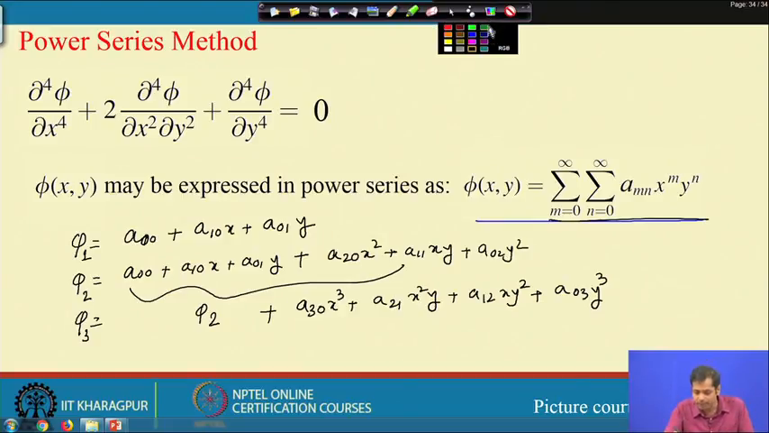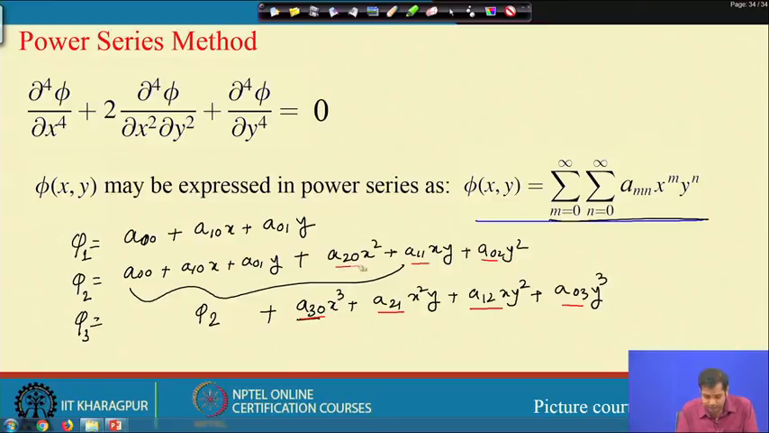Now, in all these polynomials, these are constants. These are constants. These are constants. And those constants need to be determined based on the conditions that are available with us, based on the conditions explicitly stated or based on what we know about the problem.